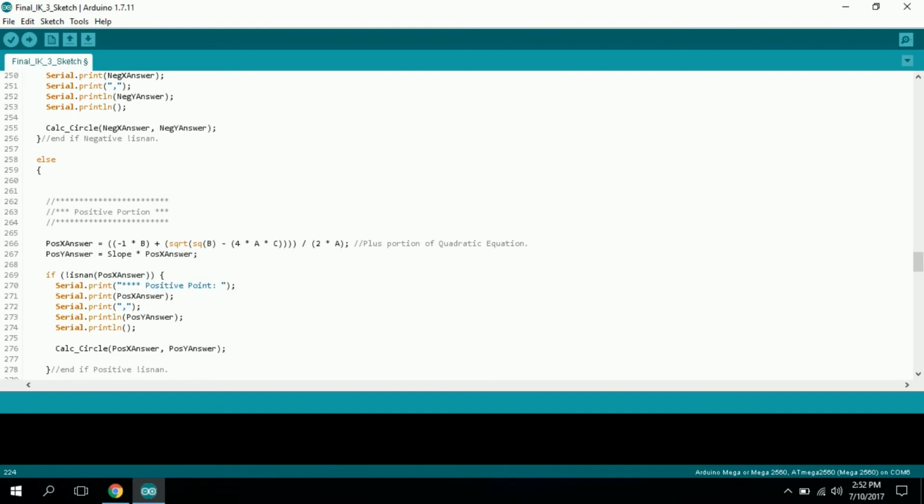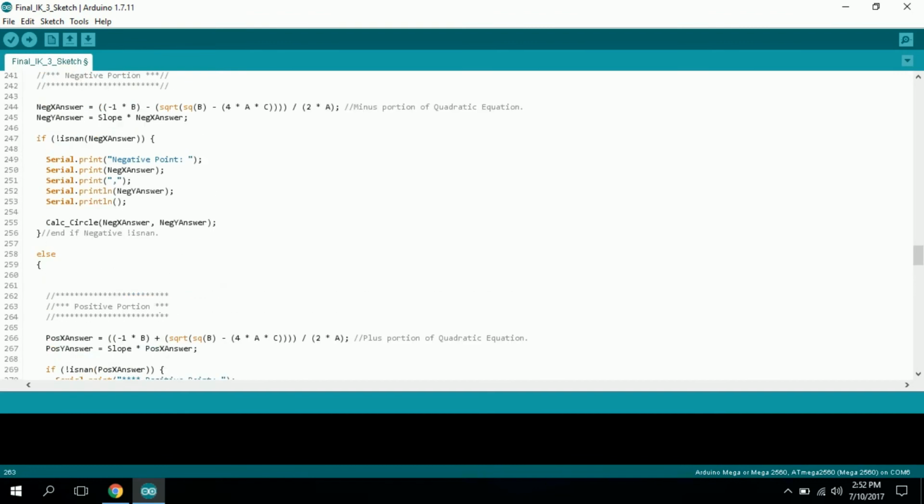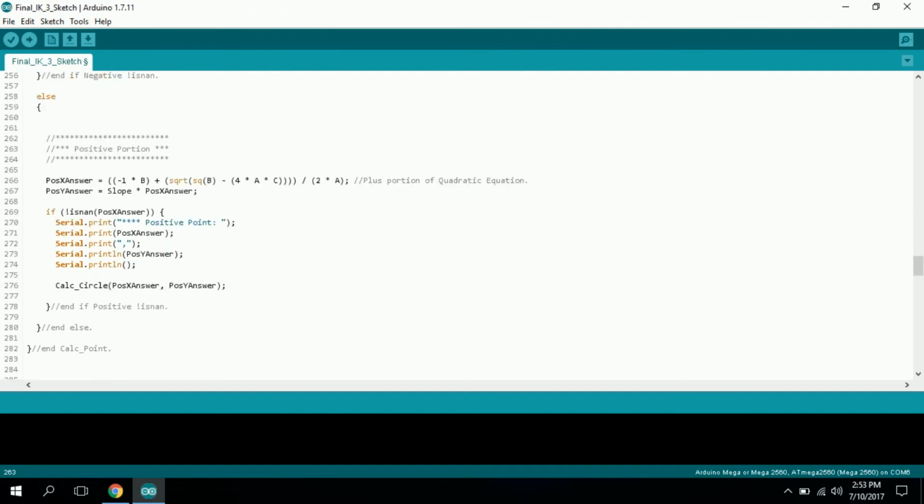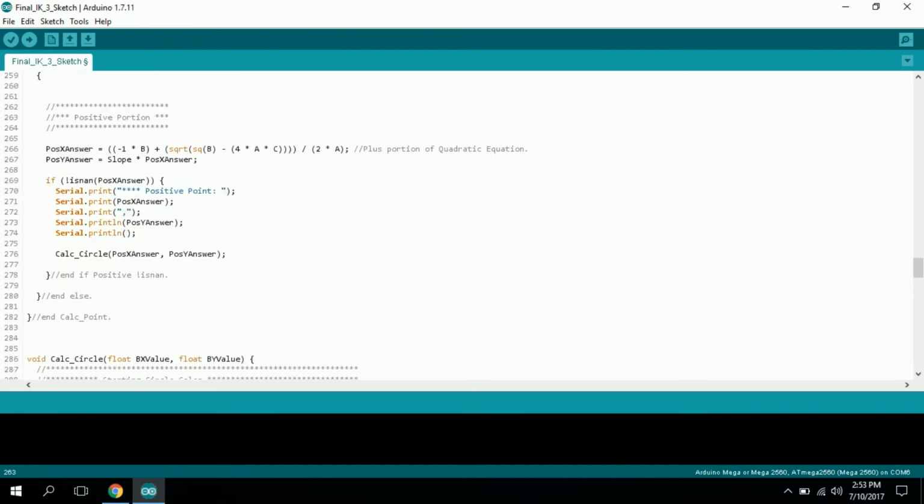Positive x answer, positive y answer. Positive x answer equals the opposite of b, plus, that's where it changes. That's plus the square root of b squared minus 4ac divided by 2a. And then you say positive y answer is the slope times positive x. And if it is not a number, which means it's a number, then you print it out and you call calc circle, passing positive x answer, positive y answer. And that's the end of the else. And that's the end of the calc point.